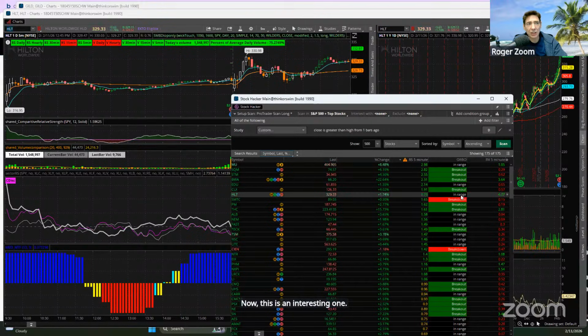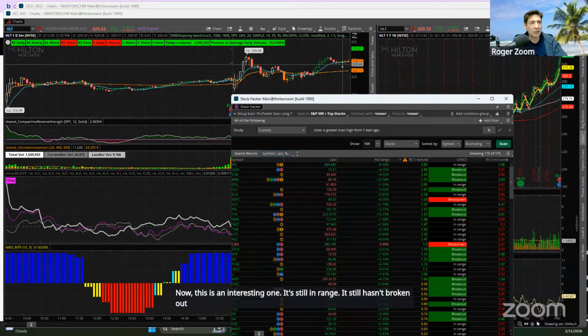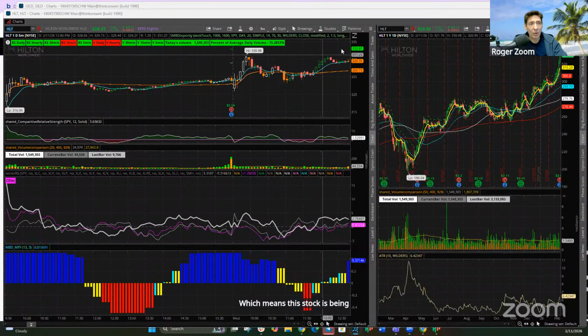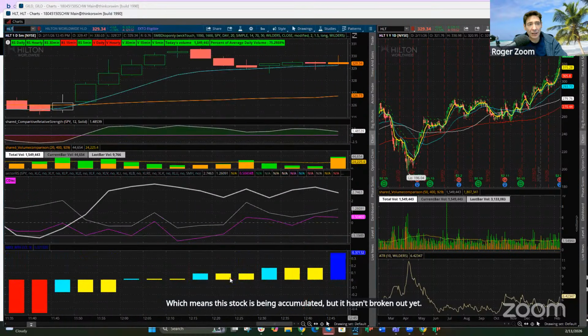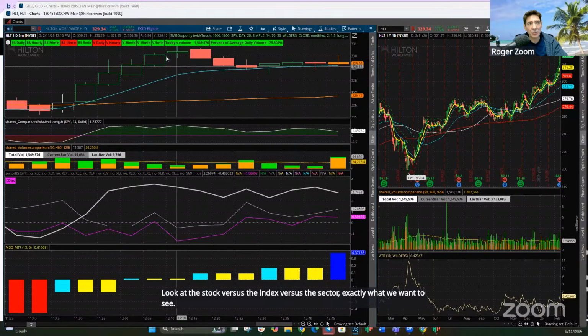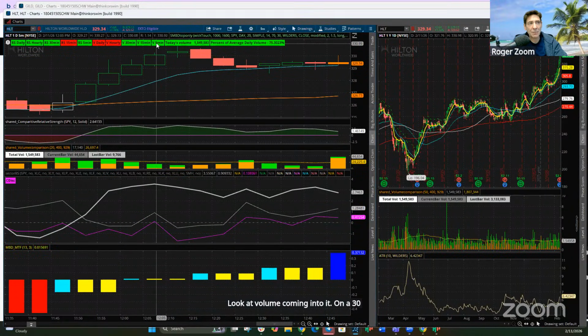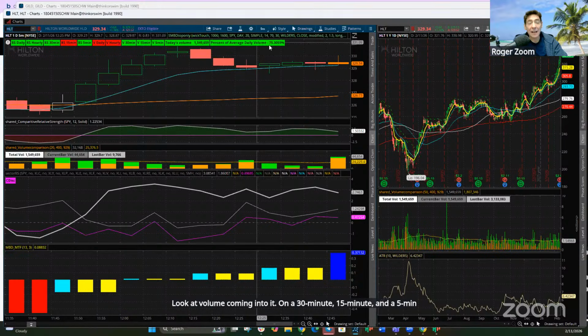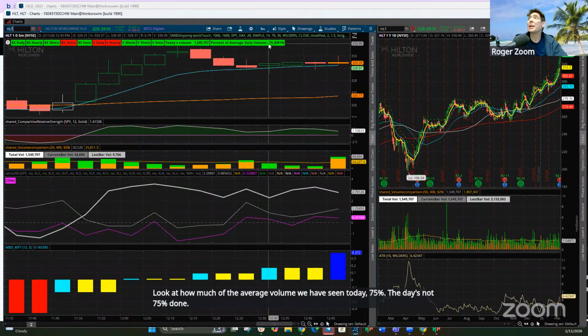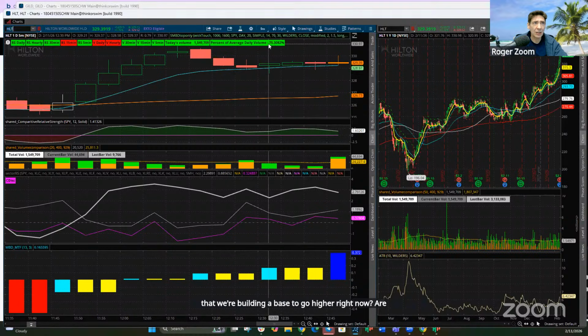Now, this is an interesting one. It's still in range. It still hasn't broken out. We still don't have arrows on it yet, which means this stock is being accumulated, but it hasn't broken out yet. Look at momentum. It just turned blue. Look at the stock versus the index versus the sector. Exactly what we want to see. Look at volume coming into it on a 30-minute, 15-minute, and 5-minute basis. Look at how much of the average volume we have seen today. 75%. The day's not 75% done. Matt, we're building a base to go higher right now. Are you still short?